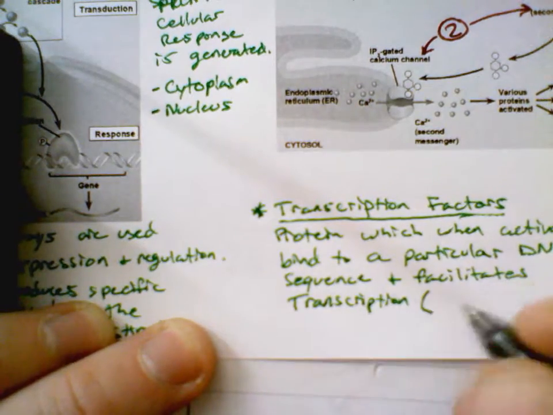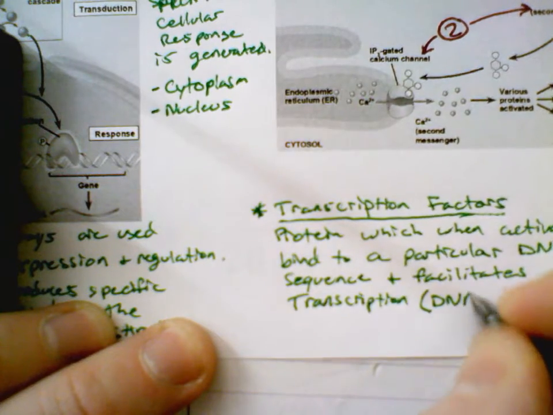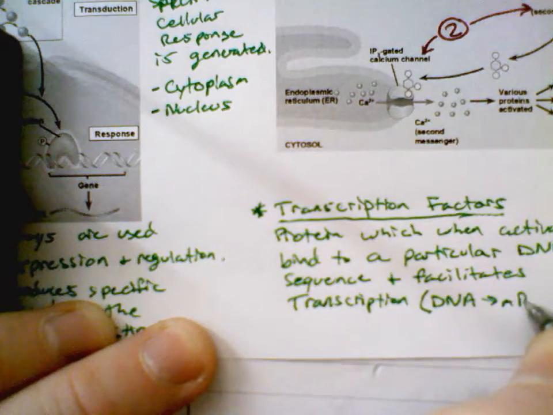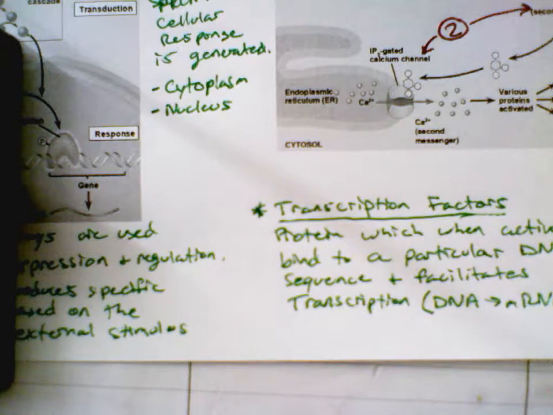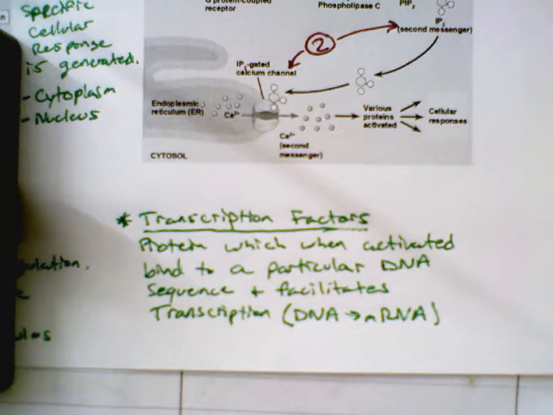If you don't remember what transcription is, that's going from DNA to messenger RNA. It is the first step in making a protein. So it's going from the DNA into the messenger molecule that's going to leave the nucleus and go find a ribosome to be built into a protein.